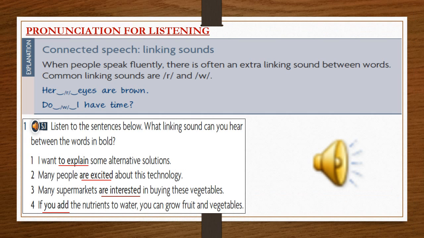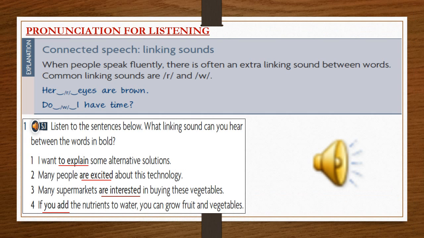Now, let's have some pronunciation skills for listening. When you are speaking fluently, you do not say every single word. Instead, you use a linking sound. The common linking sounds when you speak fluently are the letter R and the letter W. For example, "her eyes are brown." When I say it fluently, I'll say "her eyes." There is an R linking sound between "her" and "eyes."